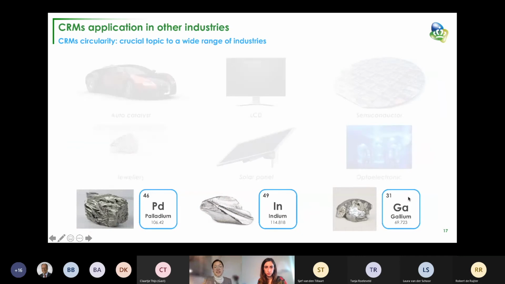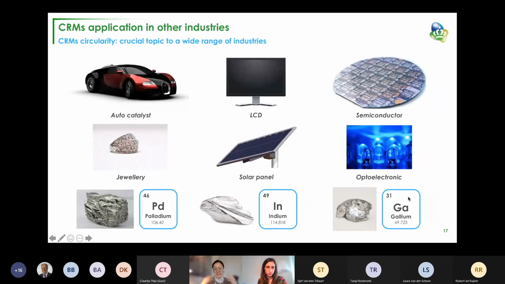And lastly, I want to mention that these materials, critical raw materials, are not only used for ICT or digital technologies, but are also a crucial part of other industries. So the question of how we can potentially work toward achieving better circularity of CRMs is a very meaningful and significant topic to think about for other industries as well.